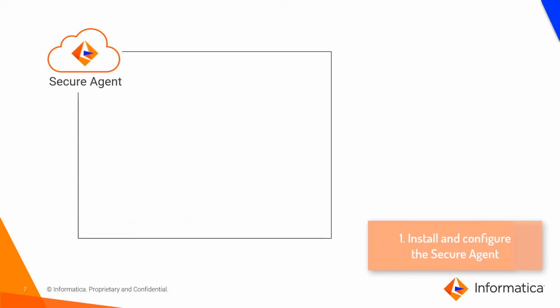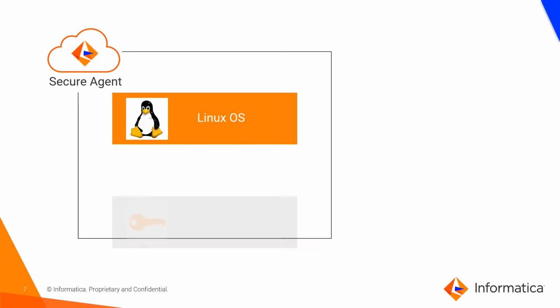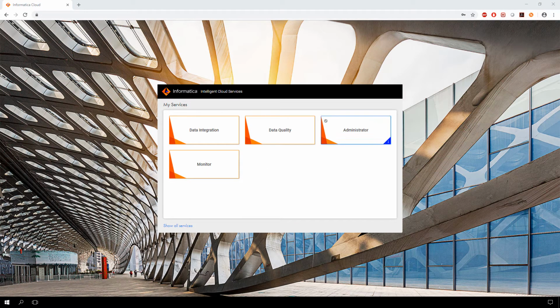First, we'll install the secure agent on a Linux virtual machine on our cloud platform, and configure the agent with a minimal set of permissions to create or deploy an Elastic cluster. For any other prerequisites on our cloud platform, we'll make sure to stay up to date with the latest documentation. Now let's move on to Administrator.